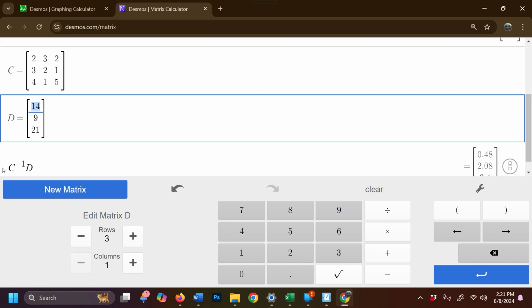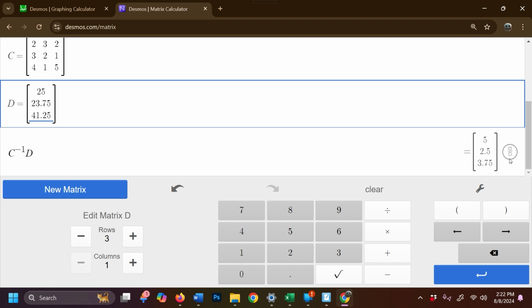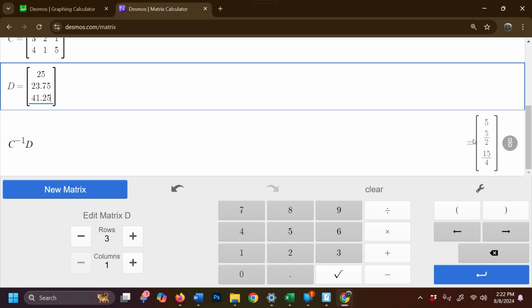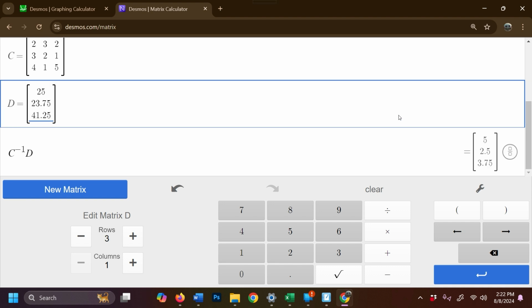And then I'll highlight the second one, and that result would have been $25 for the first one, and then $23.75 for the second one, and the last one was $41.25. And if I scroll back down, you'll notice also the little fraction bar right here. If I wanted to convert them to fractions, I could, but since this is money, I will leave it as a decimal, and I can see that the result is $5, $2.50, $3.75.